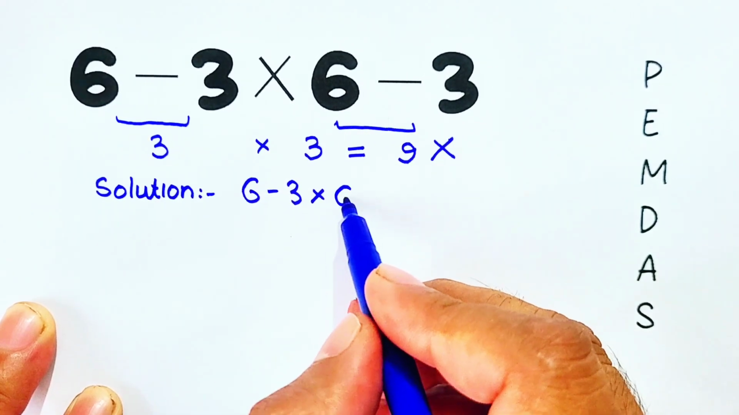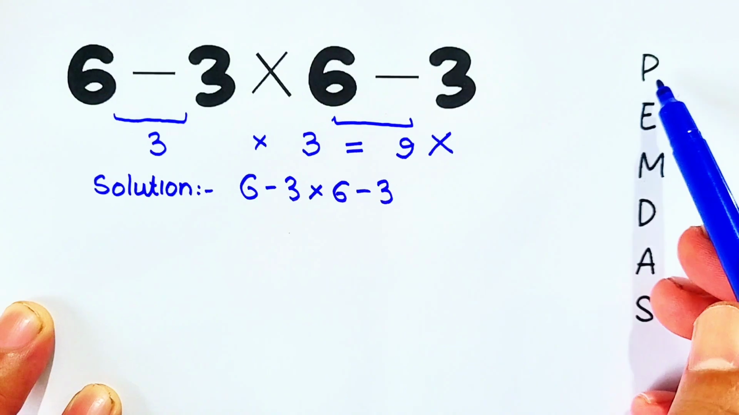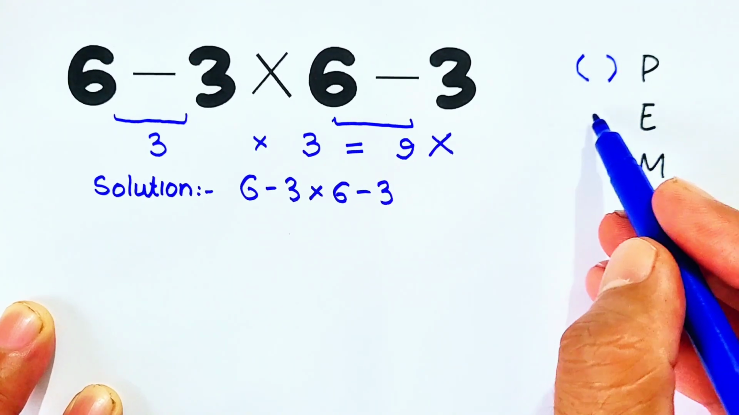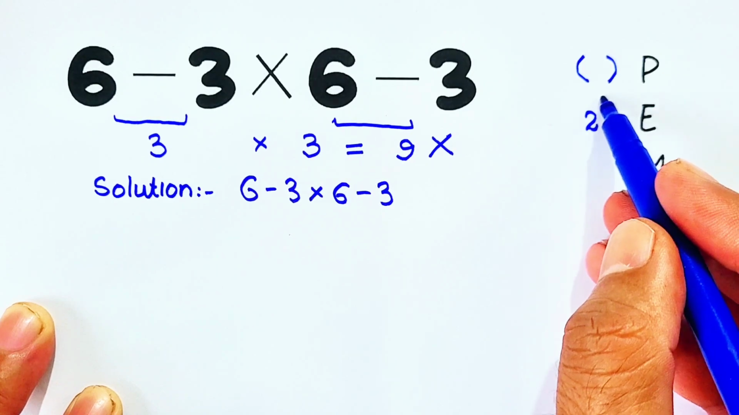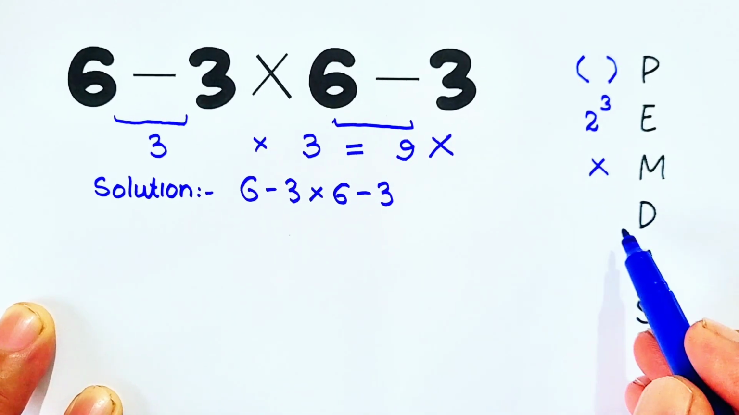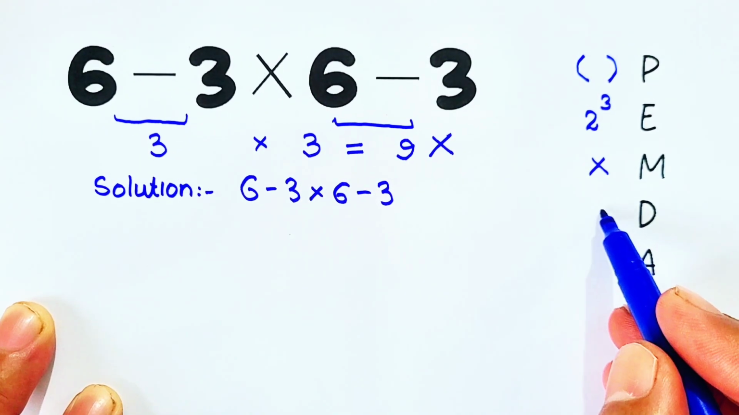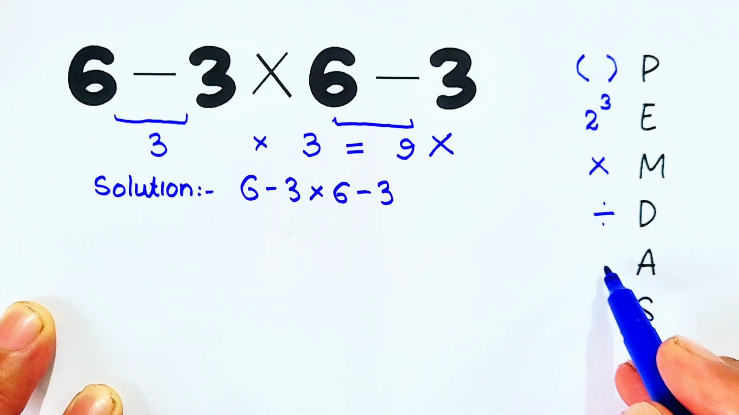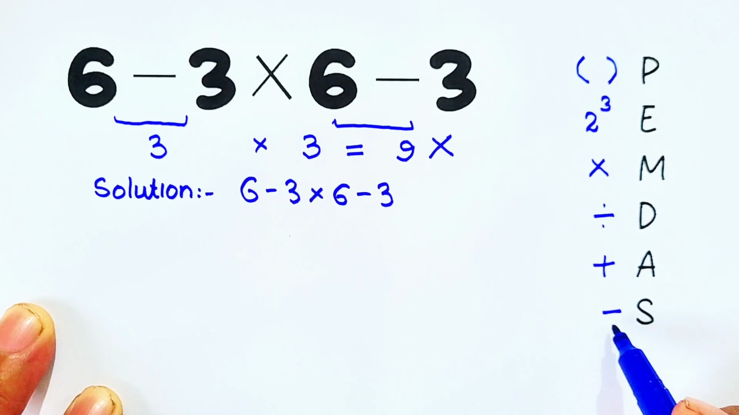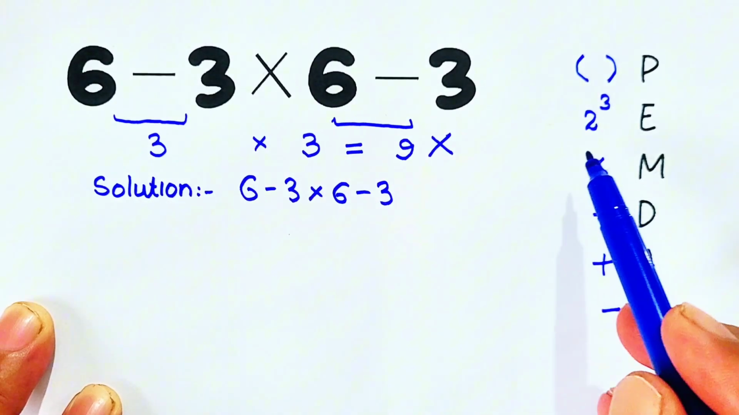Now the correct order of operations for this question is PEMDAS. P stands for parenthesis, which is a bracket. E is exponent, in this way that 2 cube or 2 square. Third place is multiplication, and division will be at fourth place, then addition, and finally at last we will have subtraction. So parenthesis in this question is absent.